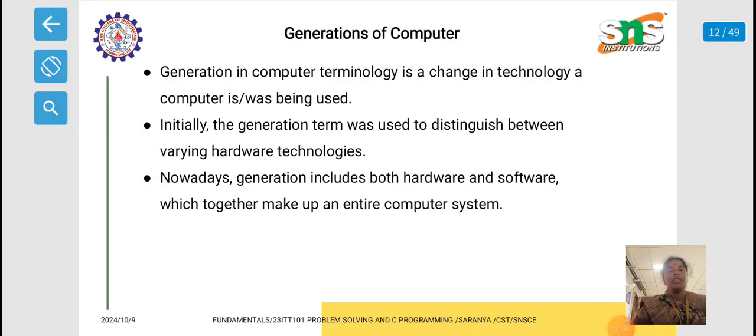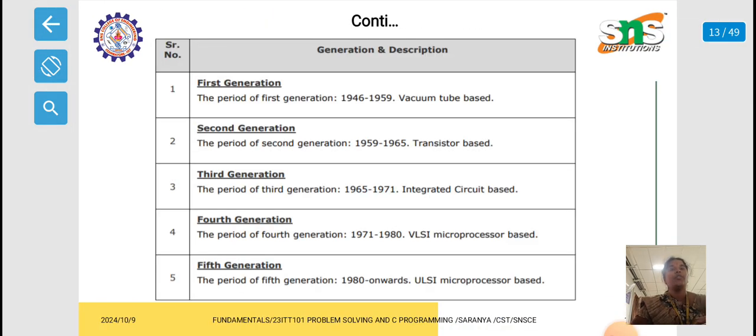The next topic is generations of computer. The first generation is the period of 1946 to 1959. It is vacuum tube based. Then the second generation is the period of 1959 to 1965, transistor based.